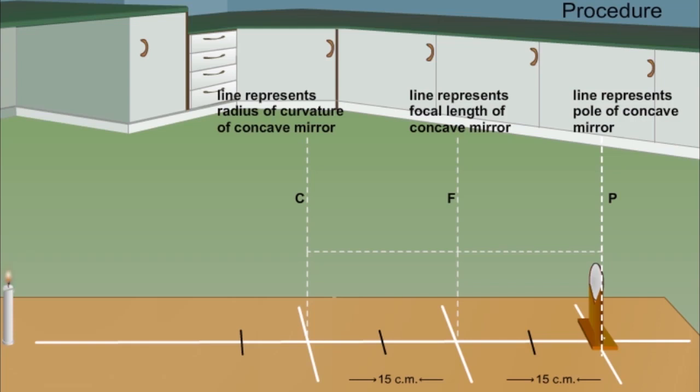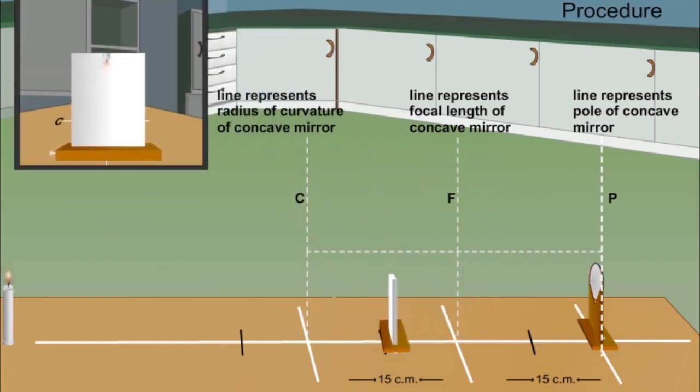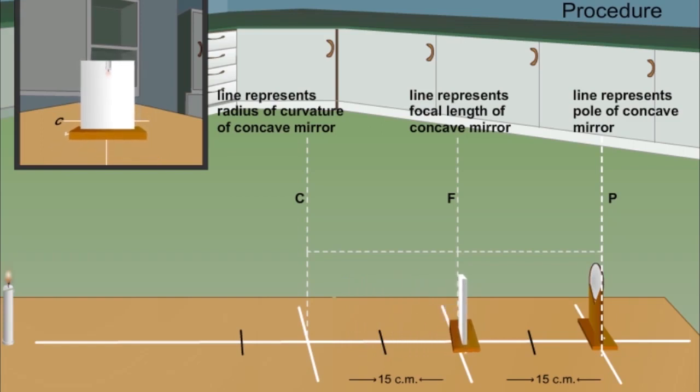Now we will take a lighted candle and place it about 1 meter away from the line representing the center of curvature. Place a cardboard screen in between the concave mirror and the candle and move it backward or forward till a well defined image of the candle is obtained on the screen. Now observe the image of the candle flame carefully and note down the nature, position and relative size of the image with respect to the actual candle.